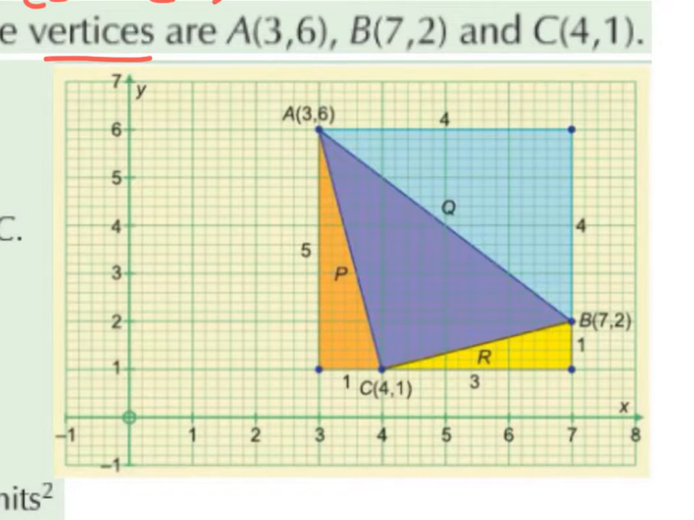B is (7, 2), so we go to 7 on the x-axis and 2 on the y-axis. That gives us this point here. And then C is the point (4, 1), so we go to 4 on the x-axis and 1 on the y-axis, and it gives us that point here. So A, B, C is our triangle.